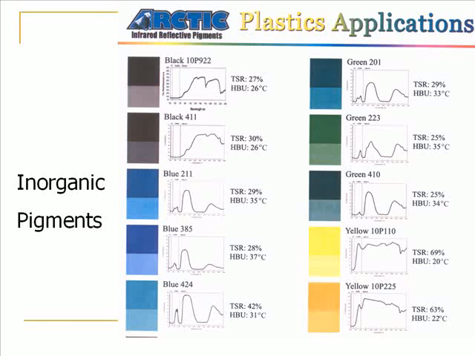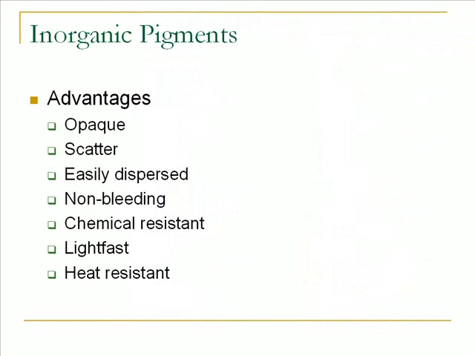In addition to the color part of the pigment, the other properties are also very important. Advantages: they're opaque, scatter light, easily dispersed compared to our organics, non-bleeding.